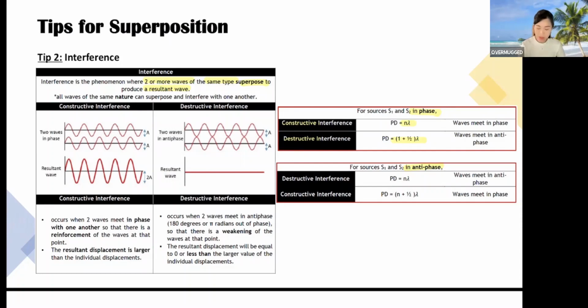Okay, but if let's say the sources were in anti-phase, that means originally your sources are not in phase with each other already, then it will be swapped. Destructive interference will happen when the path difference is a multiple of your wavelength, and constructive interference will form when it is the half-odd multiples of your wavelength.